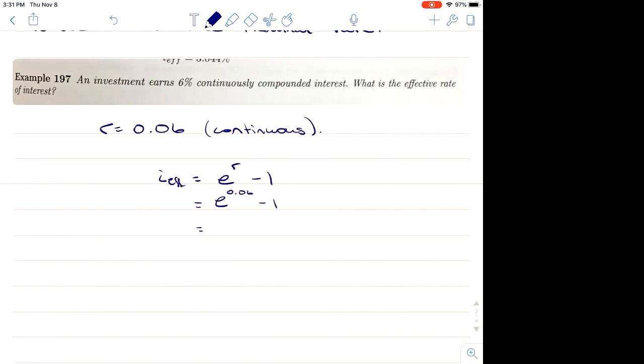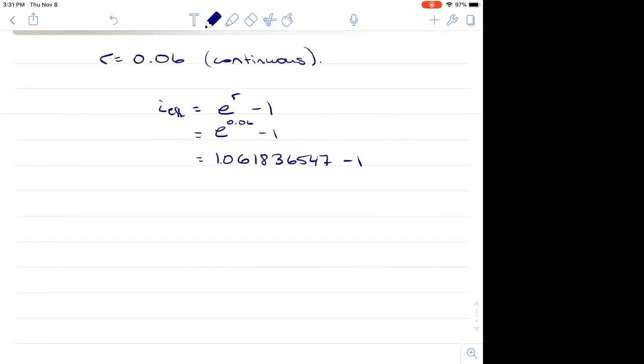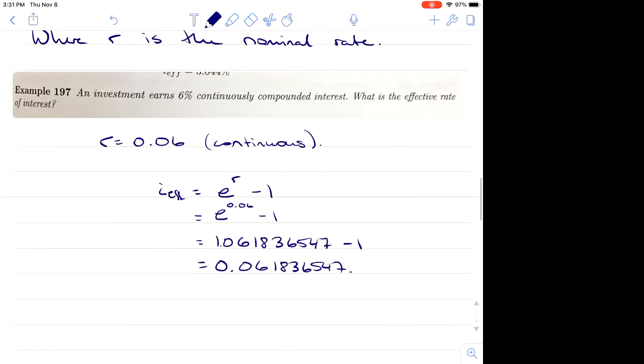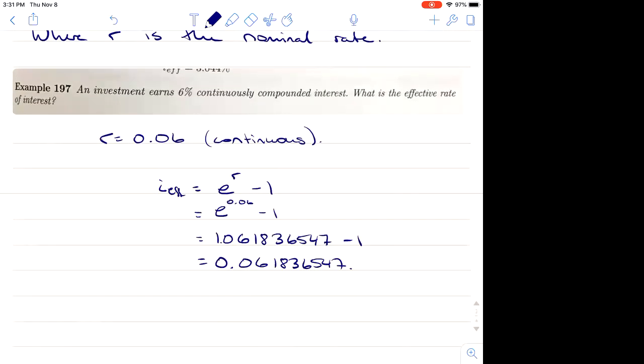Type 0.06 on your screen, and then second log gets you e to the x. So you get 1.0618365547 minus 1, which of course gets you 0.0618365547. Hit 0.06 and then hit the e to the x. Got it. Nice. Make sure that that's what you're getting.